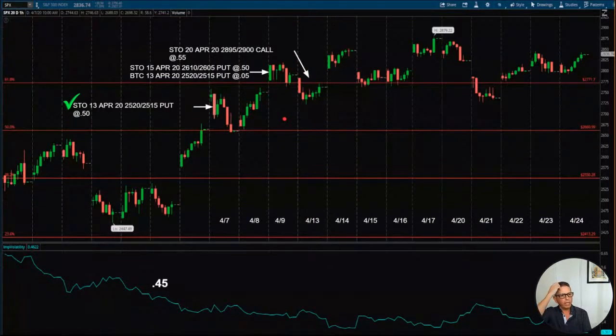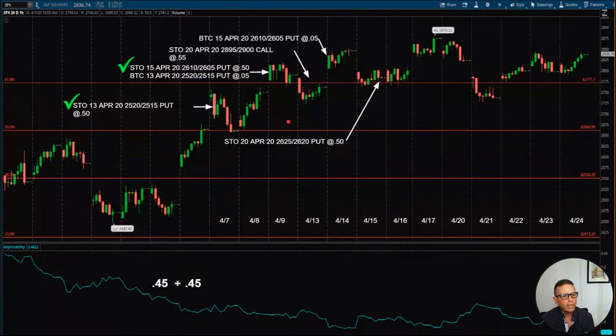Next, I put on a call spread. It was 20 April as well, right? And then I closed that trade basically a day later because we had a gap up in the market and closed it for 5 cents. Right. So now I'm 45 cents or 90 cents for the month. Right. So I put on a 20 April, 26.25, 26.20 put spread, and then closed it for 15 cents 2 days later. That's another 35 cents.